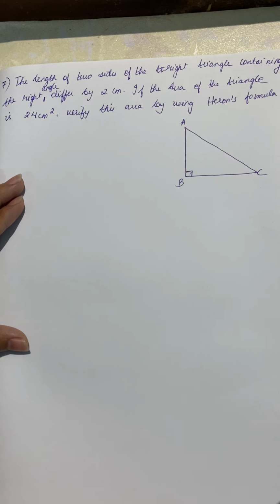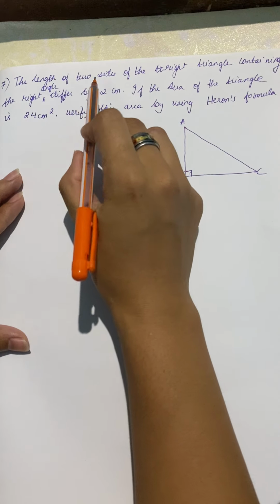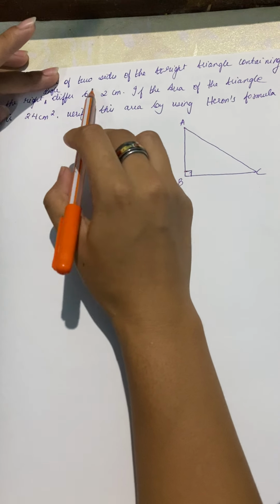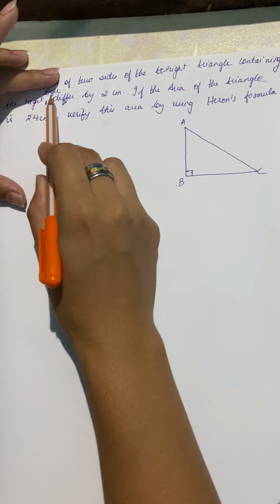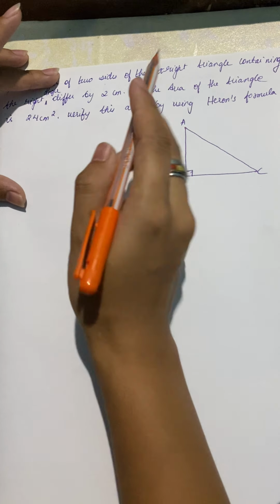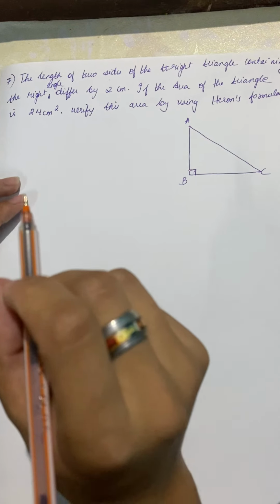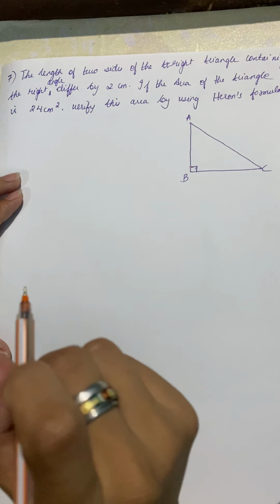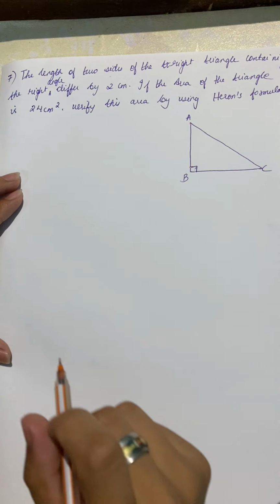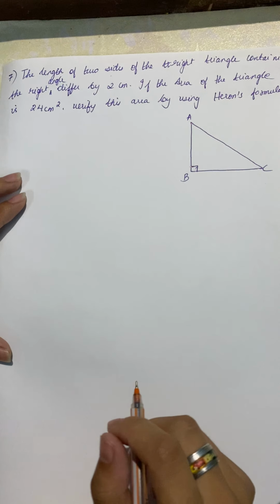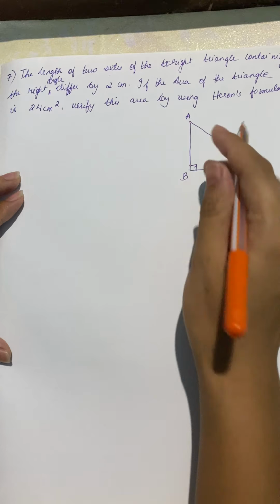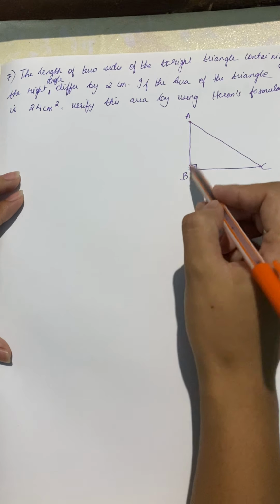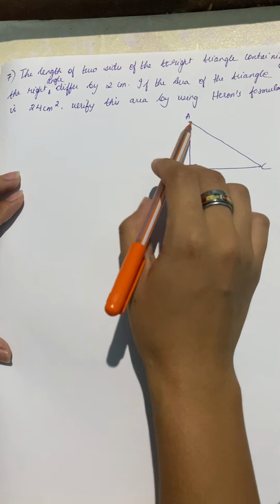Now you look at this. The length of the two, forget about the length. Two sides of the right angle triangle containing the right angle differ by 2 centimeter. Now you tell me which are the two sides of a triangle which contain the right angle, or which are touched by the right angle. If you look at this, AB is one side, BC is one side, AC is one side.